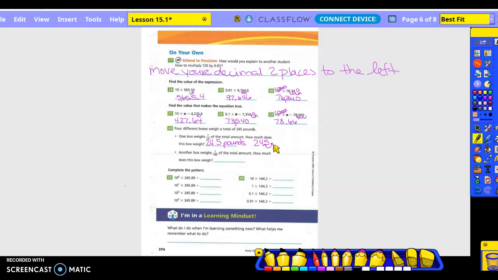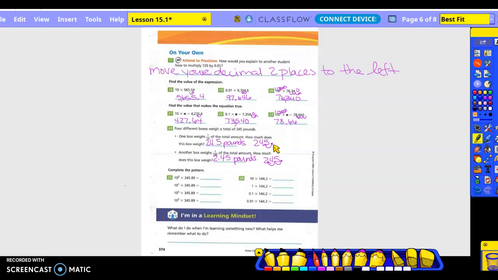Another box weighs 1/100th of the total amount. So 245 is our total amount. Decimal would be here. And then they want 1/100th. So once again, this is a fraction. So am I going to the left or to the right? To the left. How many places? 2. So 1, 2. So our answer is 2 and 4,500 pounds.